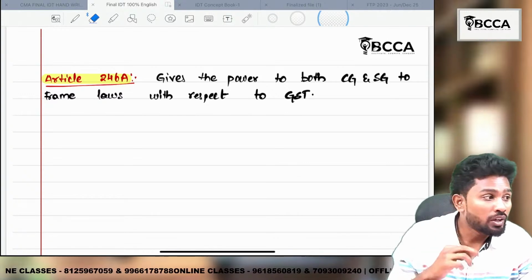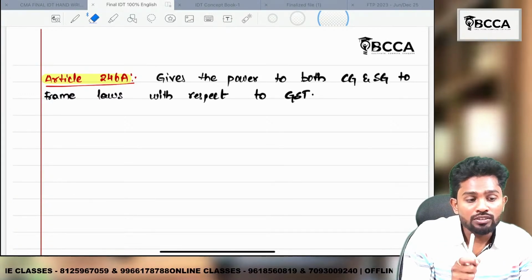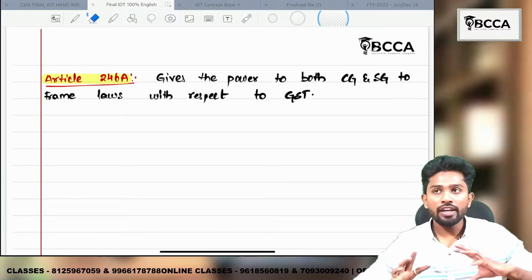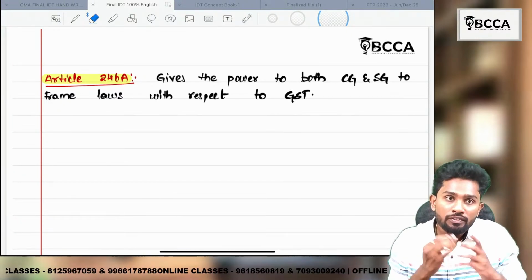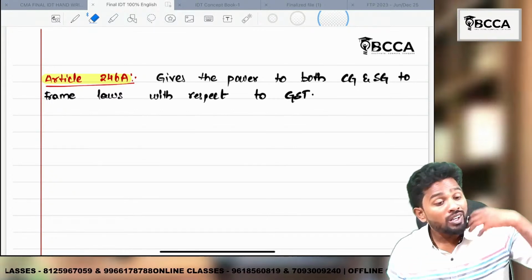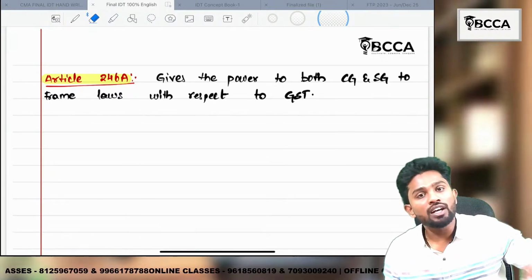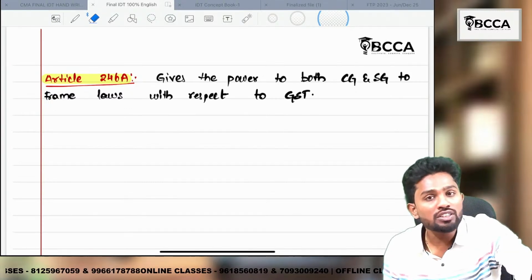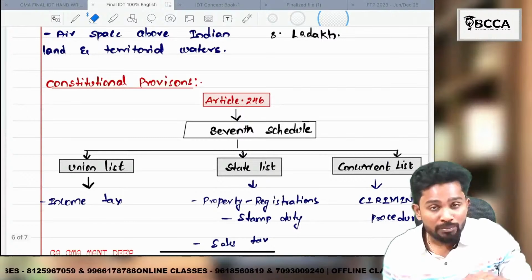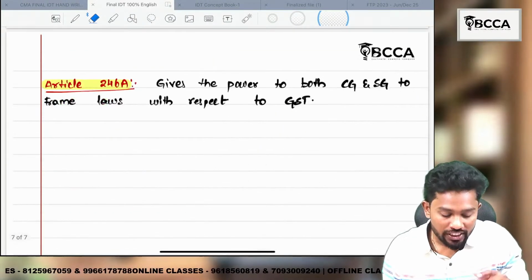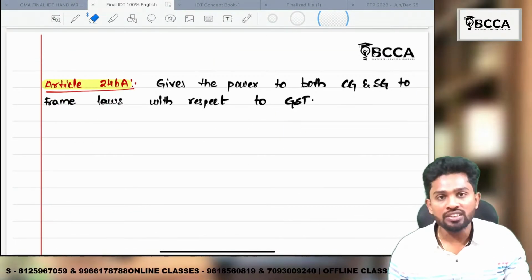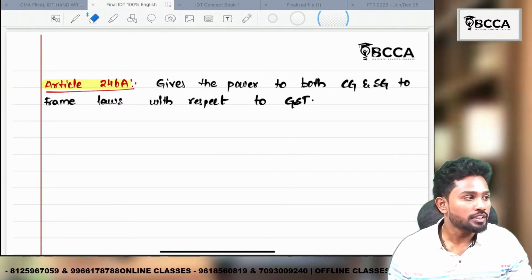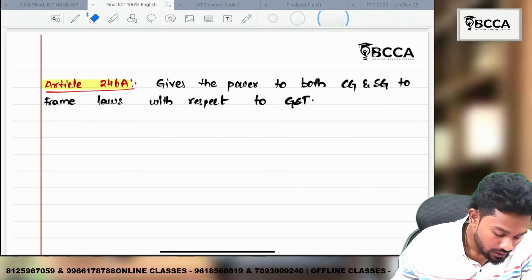Sir, I already said previously that the power to frame laws is given by Article 246, but GST is a different one. Here the central and state governments together form the same kind of law, on both the levy of supply of goods and supply of services; the central government has power, and the state also has power. They don't want to disturb the existing Article 246. So they introduced a new article called Article 246A, which gives the power to both the central government and the state government to frame laws with respect to GST.